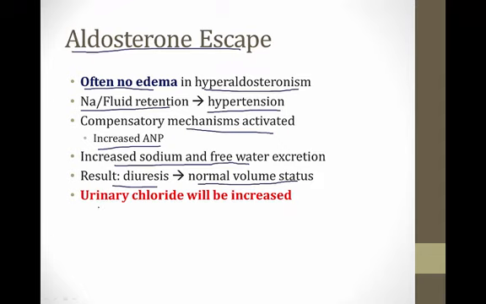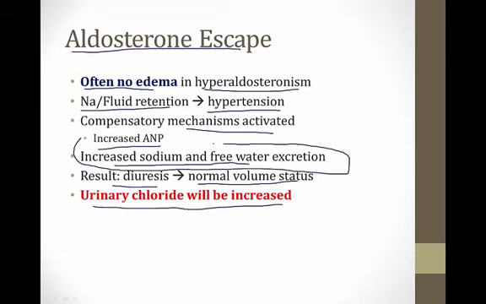This also means that the urinary chloride level will be increased in patients who have hyperaldosteronism, and that's because of the increased sodium and free water excretion. Because of the aldosterone escape mechanism, it makes diagnosis of a hyperaldo state very difficult. These patients will have hypertension and won't have any other obvious signs of fluid retention, so you have to have a high degree of clinical suspicion, especially in a patient who has refractory hypertension and a low potassium level.